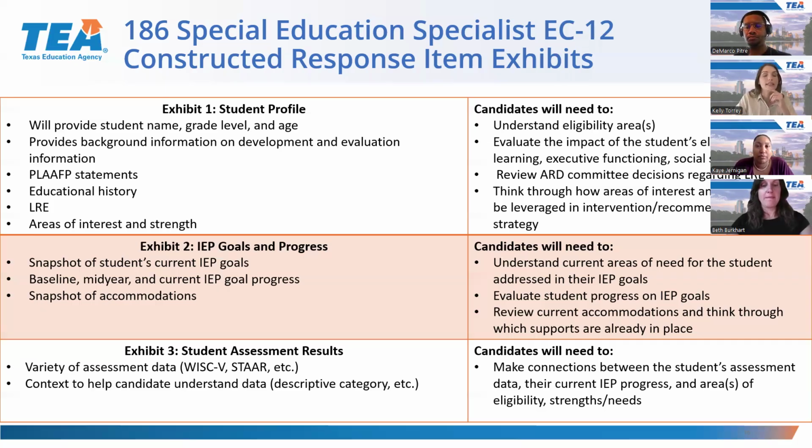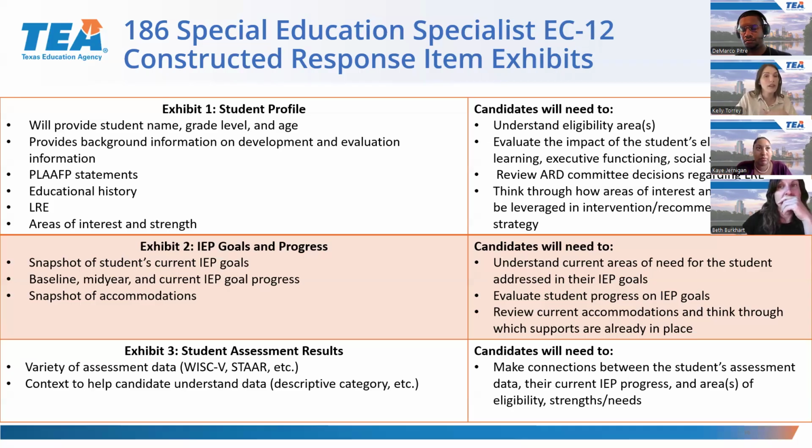As we look at that second exhibit, the student's IEP goals and their progress, this is pretty straightforward. So they get a snapshot of the student's current IEP goals. They're able to see the student's baseline, mid-year, and current progress on those goals. And then they are also provided a snapshot of the student's current accommodations. So they're able to think about, within that second response, understanding the student's current areas of need that are addressed in their IEP goals first and foremost.